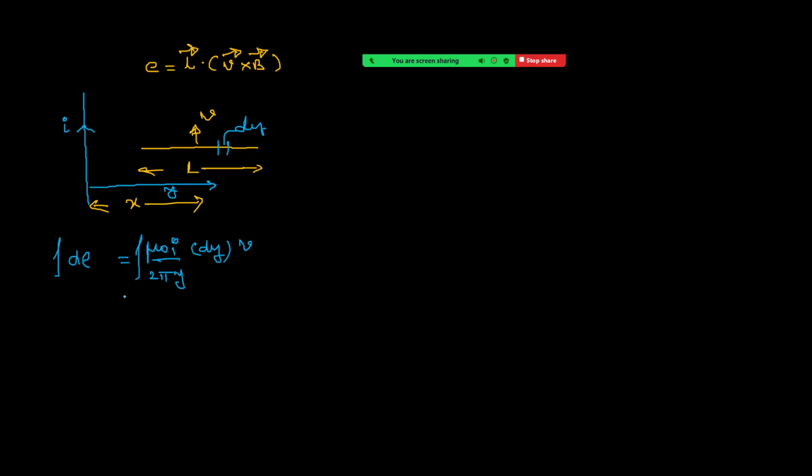And the limits: y equals, I am taking from x minus L by 2 up to here, x plus L by 2. Then see what we get. Let us take constants outside: mu naught I v upon 2 pi. Remaining is the integration of dy by y, that is ln y. Now substitute limits in that.